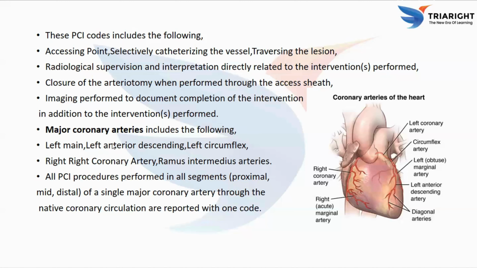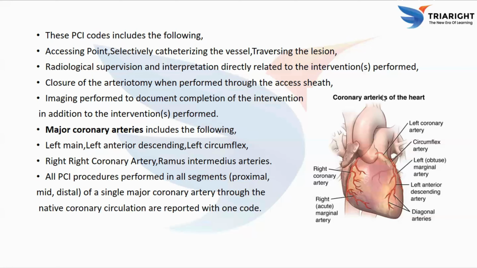And what are the major coronary arteries? Those are the left main, the left anterior descending artery, the left circumflex artery, and on the right side you can see the right coronary artery here in the picture, and also the ramus intermedius when it is present. Each of these is considered one major coronary artery for coding.